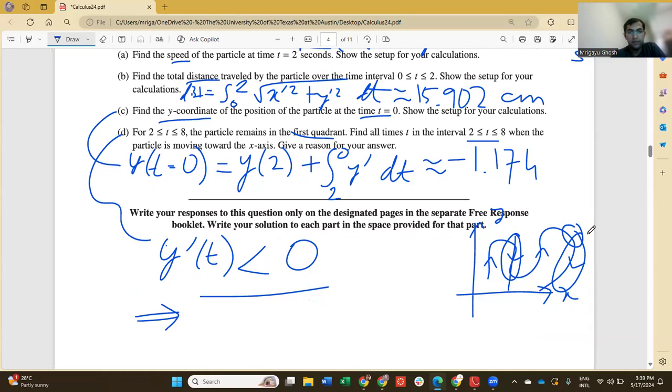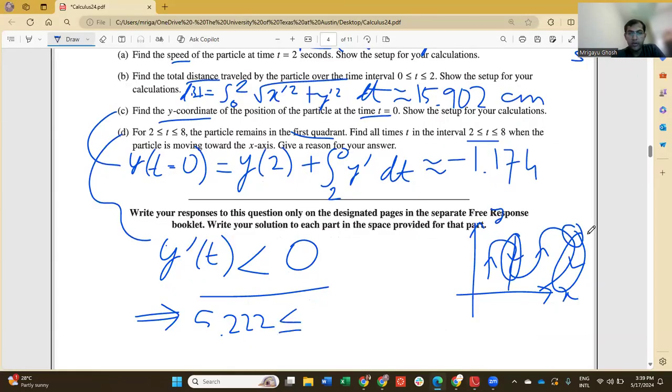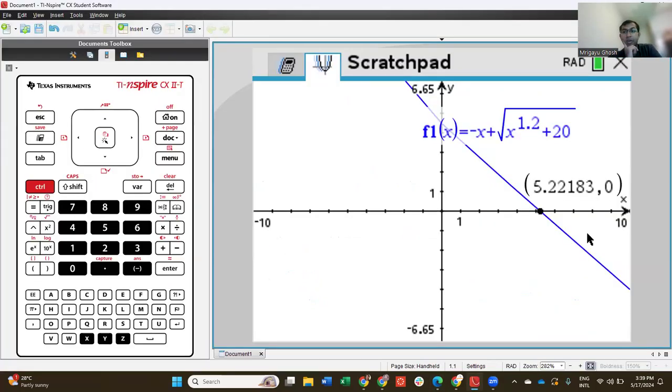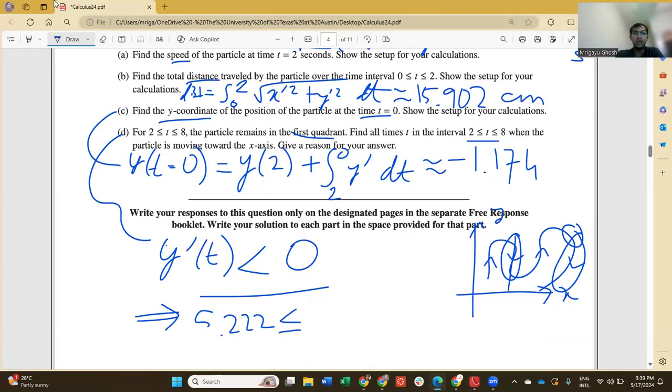so 5.222 is less than, should I say less than or equal to? This is a good question. I should say less than, not less than or equal to. And the reason for that is because at t equals 5.222, y prime is 0, meaning it's not moving towards the x-axis yet. It's in that intermediate value between moving away and moving towards. So 5.222 is less than t, is less than or equal to 8, because 8 is included in this interval, is the interval where the particle is moving towards the x-axis.